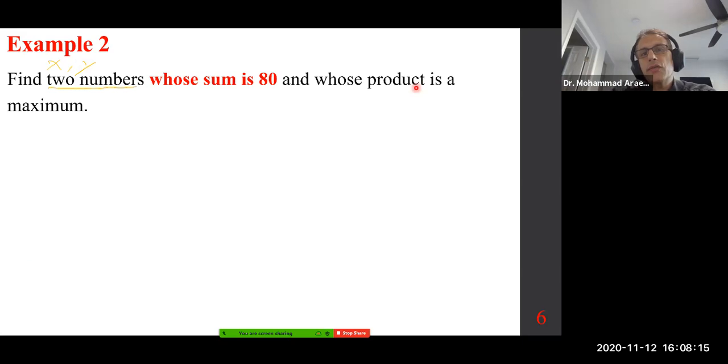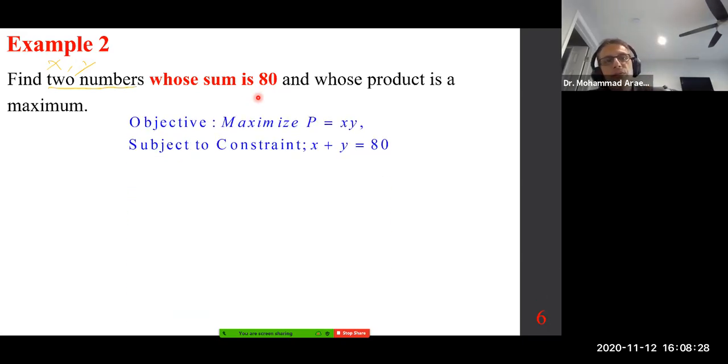So our objective is to maximize the product, which is, let's say, p equals x times y. And the constraint is that the sum is 80, so x plus y is 80. And I hope you see it's very similar to the previous one, maximizing the product of two numbers. Same thing, p is a function of two variables.